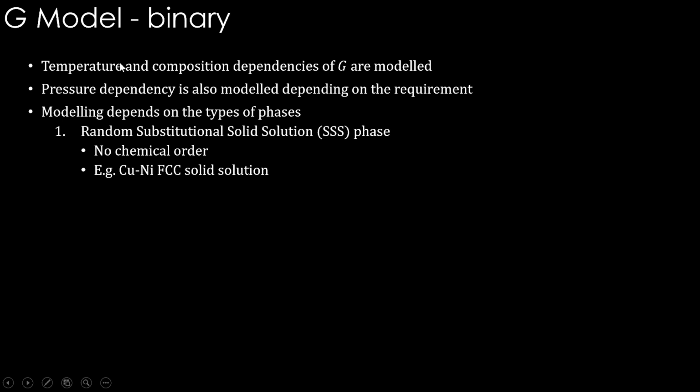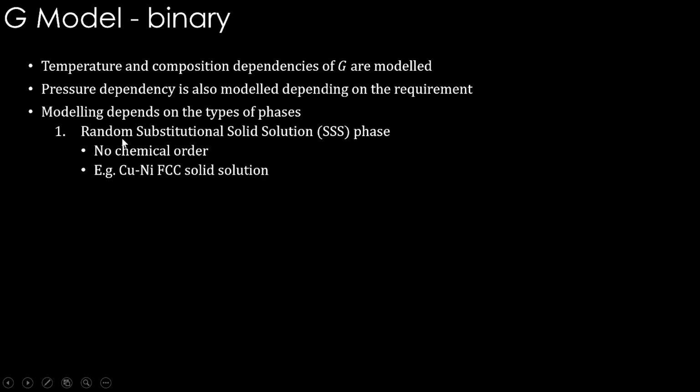Let's understand the models at the binary level. Temperature and composition dependencies of Gibbs energies are generally modeled. Pressure dependency is also modeled depending on the requirement. And modeling depends on the type of phases. We didn't have this problem when it comes to the unary, but in the binary, we have different types of phases. Based on that, we will have different models. And when we see in detail about thermodynamic assessments and models in future, there we will deal with each phase and how the models are used for different phases and things like that.